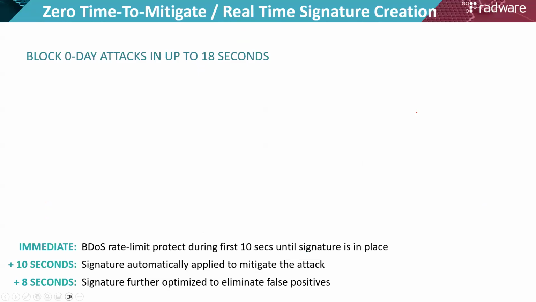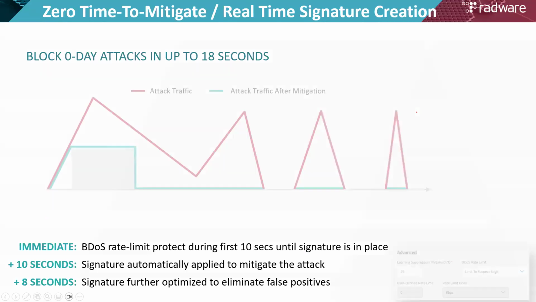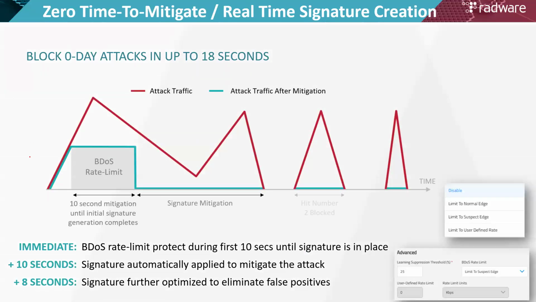Next is the blocking duration. So how the attack starts when we create a real-time signature is explained with this particular graph. Let's suppose an attack has started here. We are trying to learn the attack traffic and basically trying to create a real-time signature.